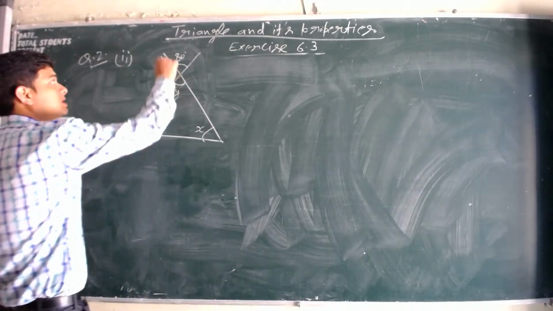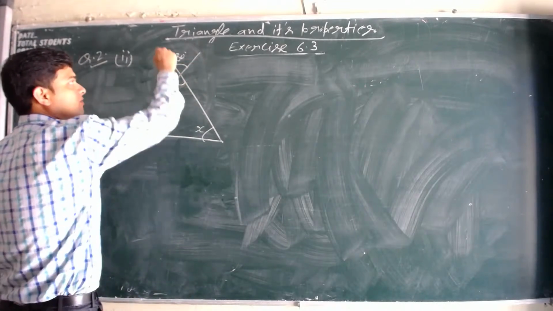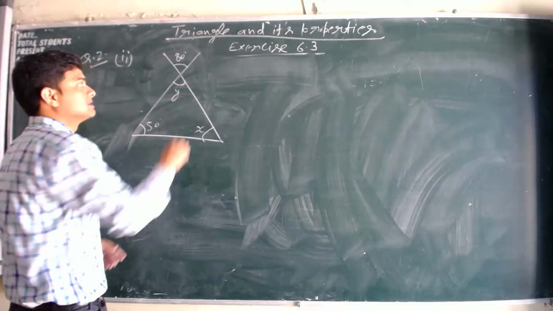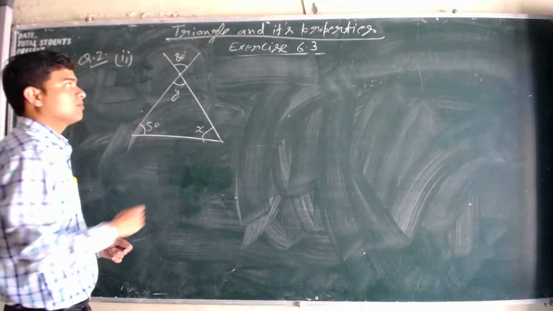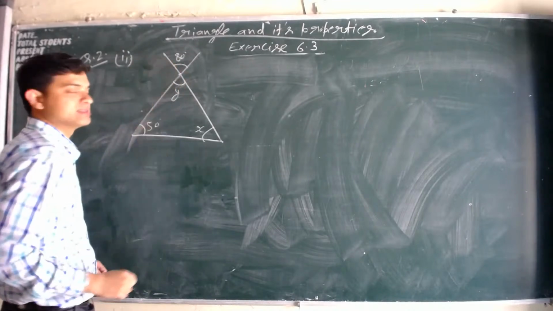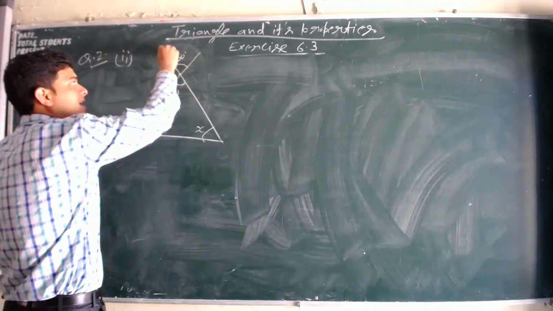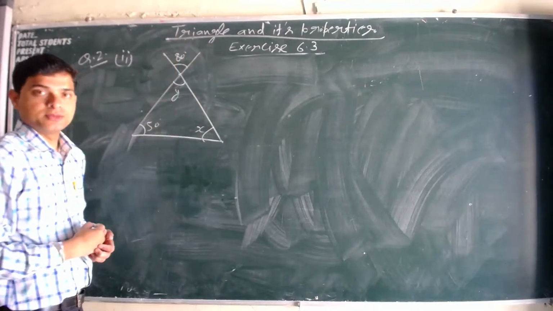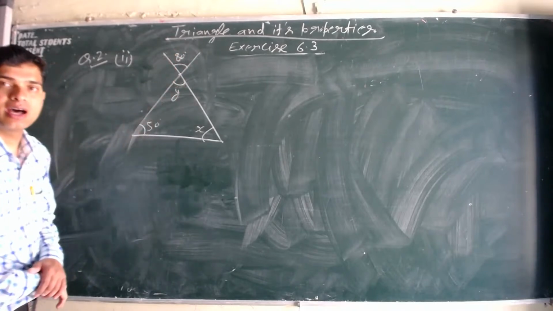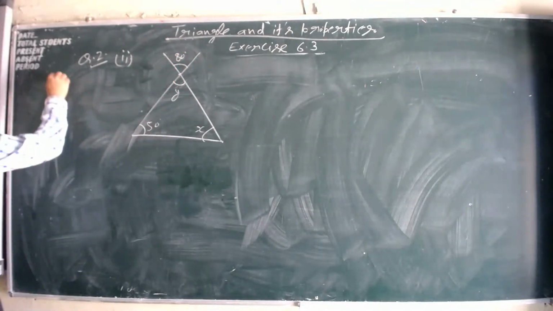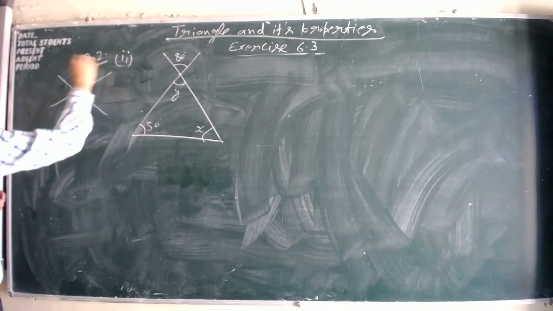That is very simple. We have two crossed lines, and it is the point of intersection. At the point of intersection, we have two angles, angle y and angle 80. Clear? And these two are opposite angles, vertically opposite angles.